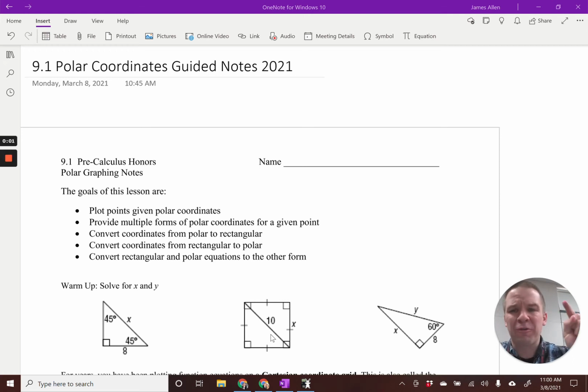It is time for a new unit here in PCH. We got polar coordinates, all right? 9.1. I'm pumped. I'm excited. I love polar coordinates. So one of my favorite parts about polar coordinates is we're going to bring back quite a bit of our special right triangles from honors geometry. And you know how much I love honors geometry. So let's get right to it.